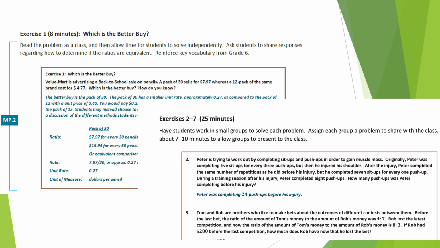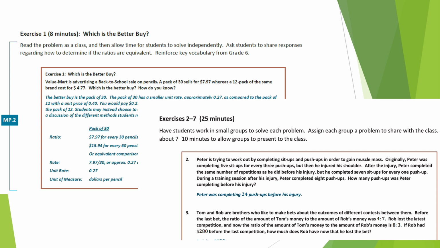You see on the top of exercise 1, it says read the problem as a class and then allow time for students to solve independently. Ask students to share their responses regarding how to determine if the ratios are equivalent. And also, if you see right here in exercises 2 to 7, which is meant for 25 minutes, the instruction is given as have students work in small groups to solve each problem. Assign each group a problem to share with the class, about 7 to 10 minutes to allow groups to present to the class.